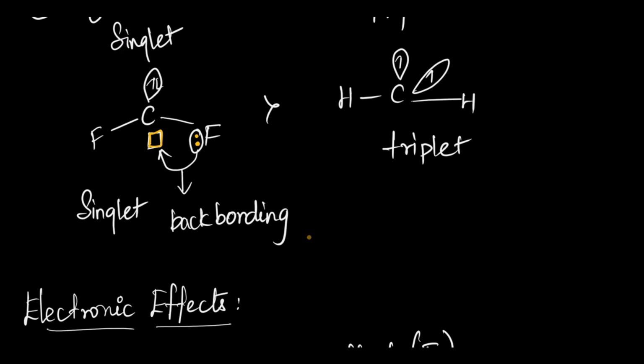So it makes a return gift, which is the back bonding, and makes the compound much more stable than the triplet system. It should have an empty orbital, and a lone pair-containing atom must be attached. Then only back bonding can form. In that case, singlet is more stable than the triplet.